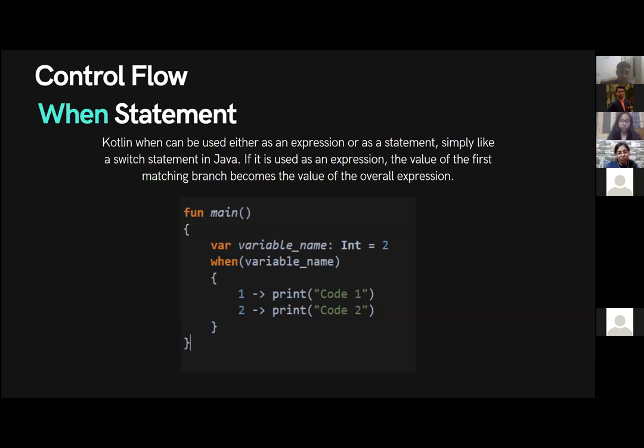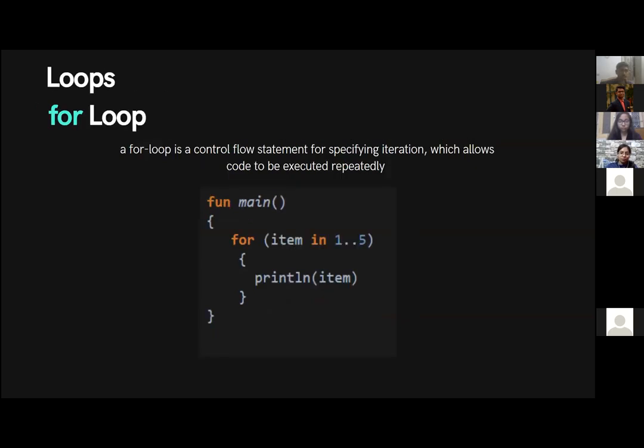So let me move ahead with loops. The first loop you have is the basic for loop. As you know, a for loop is a control flow statement for specifying iteration. If you want to run your code in multiple iterations, we generally use a for loop. And the syntax for a for loop in Kotlin is also pretty straightforward. You just go with the keyword for, and then the condition or the range or the number of times you want to execute this bunch of code, and then you go down with the code block. So this is the basics of the for loop.